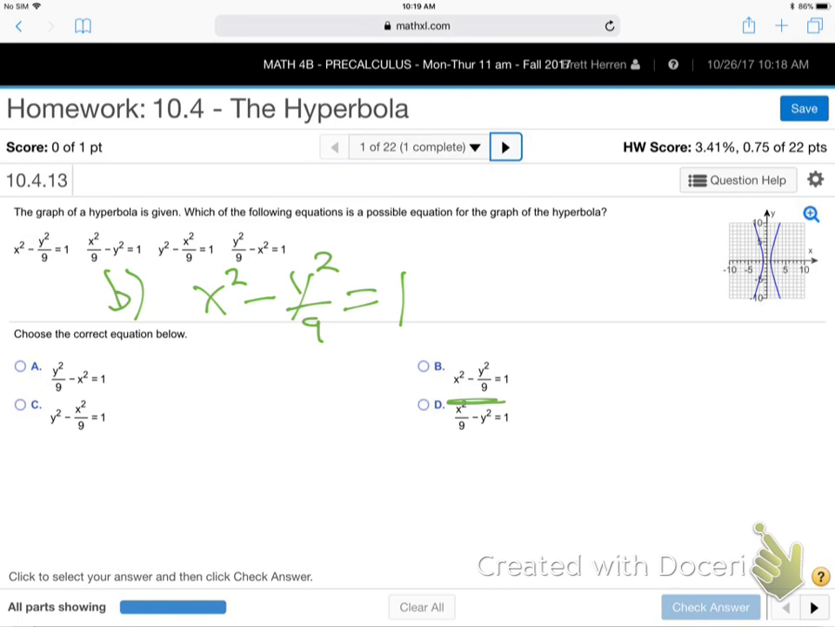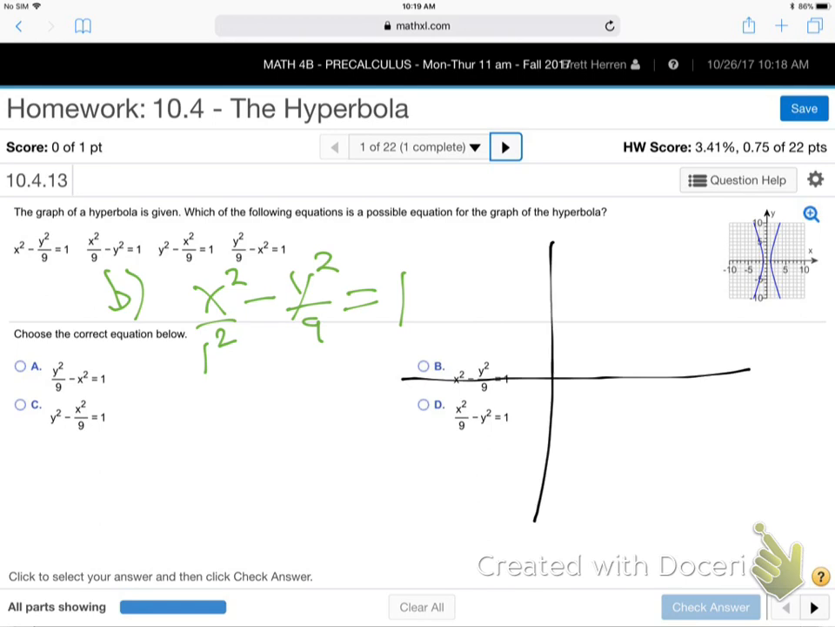Okay, how do you graph it? What number's really underneath x? 1 squared, right? Okay, now when it comes to the graph, let me get this out of the way here. When it comes to the graph, let me graph it over here.